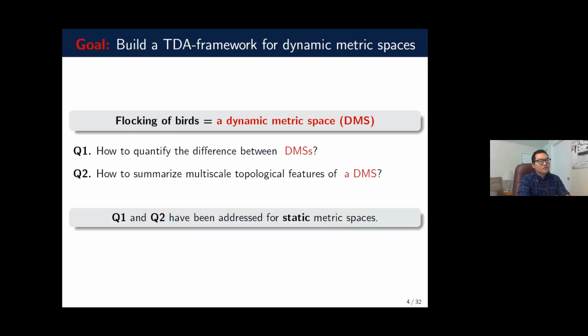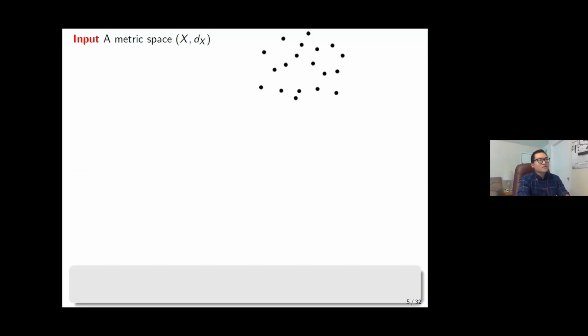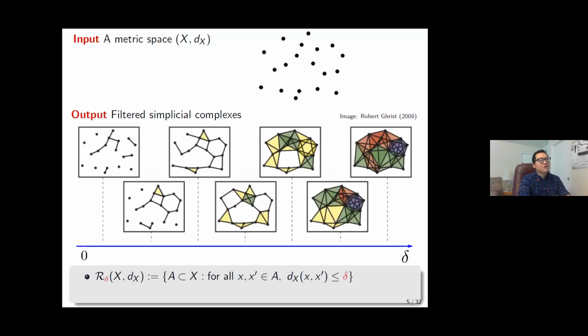As many of you already know, these sorts of questions have been well addressed in the setting of static metric spaces. Suppose that we are given a data set which is given as a metric space, which looks like this. Then in the typical persistent homology framework, we build an increasing family of simplicial complexes along the scale parameter axis. This example illustrates specifically the Vietoris-Rips filtration. At each delta, we associate the delta-Rips complex of the metric space, which consists of all subsets A of X such that for every pair of points, the distance between them does not exceed delta.